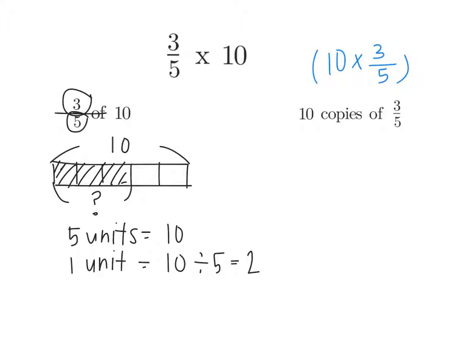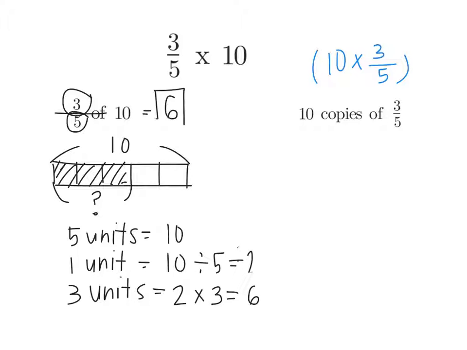2. But remember, I drew that question mark and shaded it in to remind myself that in the end, I want to find how many units worth? 3. So in order to find 3 units, I have to think, okay, well, 1 unit is 2, and I want 3 copies of that. So then 3 units is equal to 6. Go ahead and write that down. So therefore, 3/5 of 10 is equal to what number?